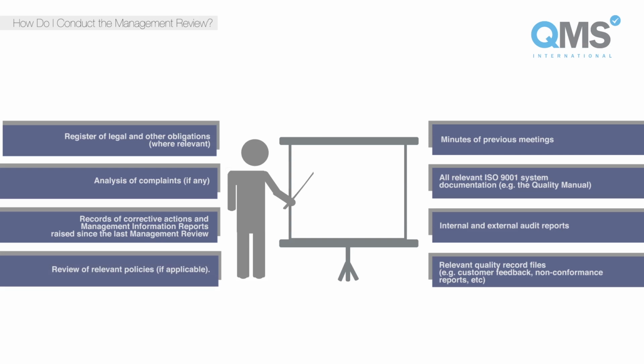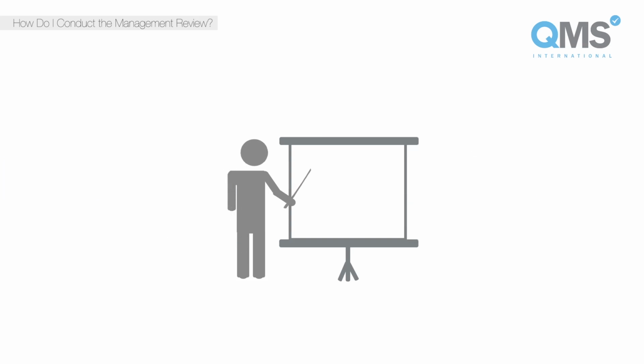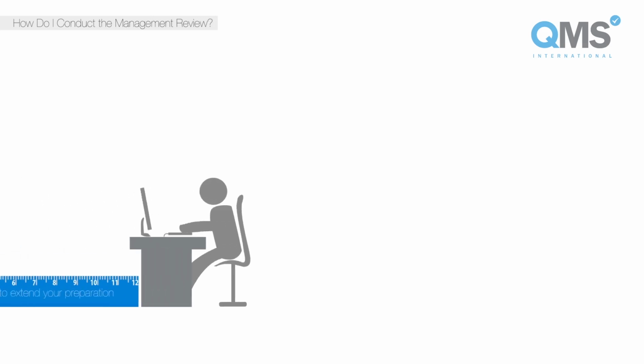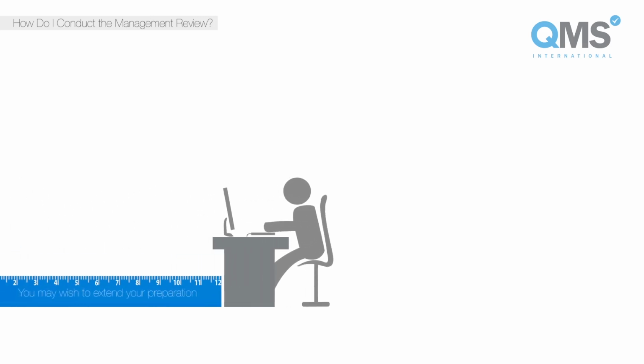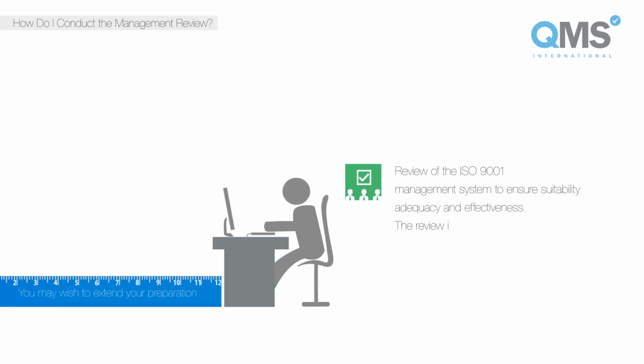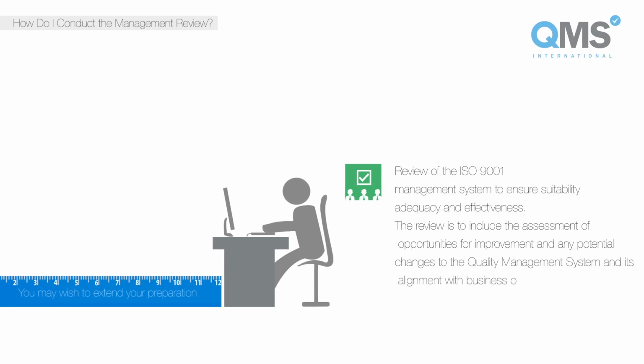review of relevant policies if applicable. None of the above are exhaustive. You may wish to extend the preparation further, bearing in mind the objective of the meeting, review of the ISO 9001 management system to ensure suitability, adequacy and effectiveness. The review is to include the assessment of opportunities for improvement and any potential changes to the quality management system and its alignment with business objectives and strategy.